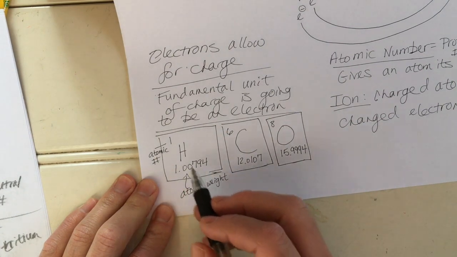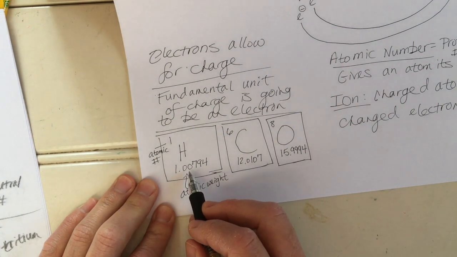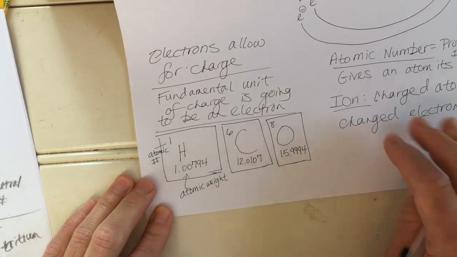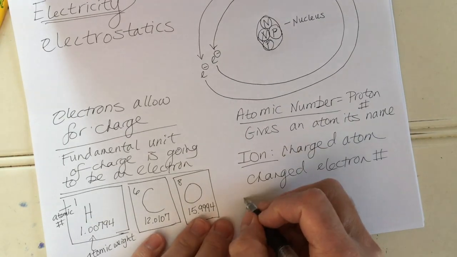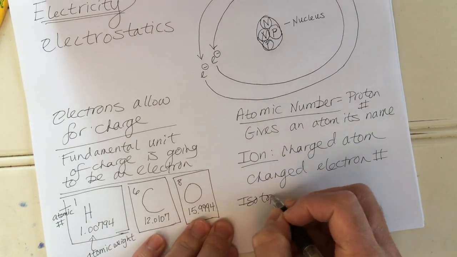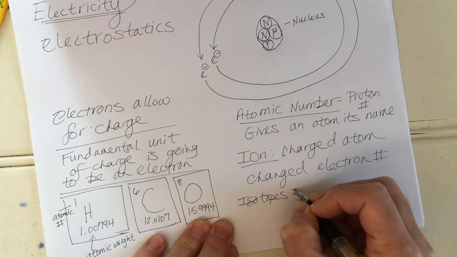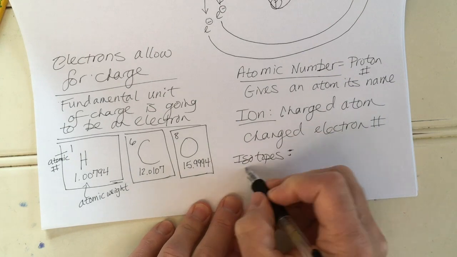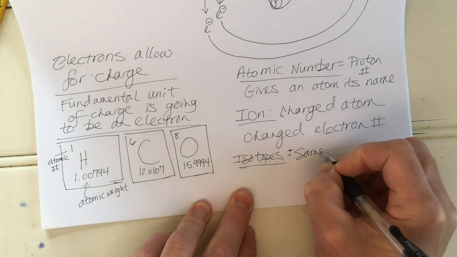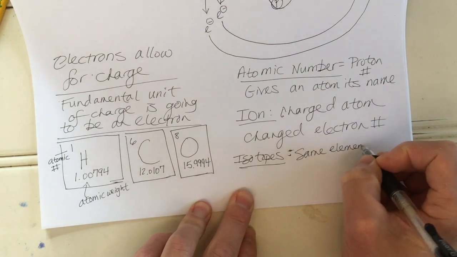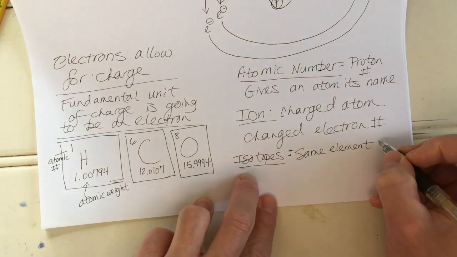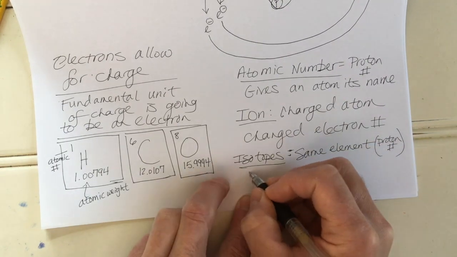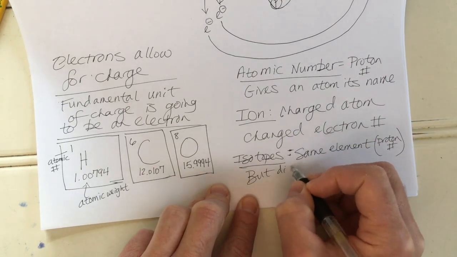And where it came from is a different number of neutrons, right? Because, and how could that be, right? Well, there's something called isotopes. And this is when you have the same element, so the same proton number, right? But a different number of neutrons.